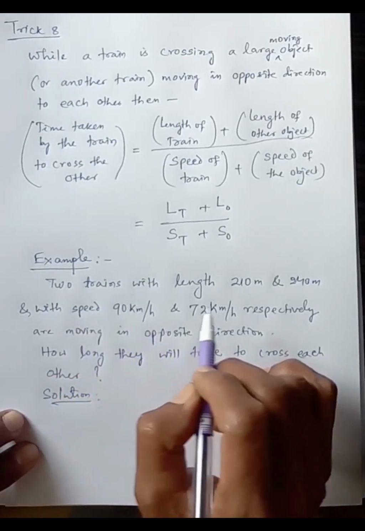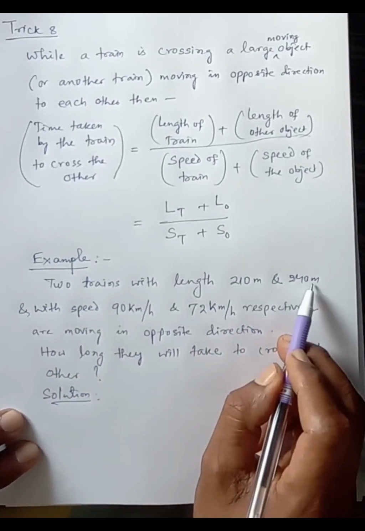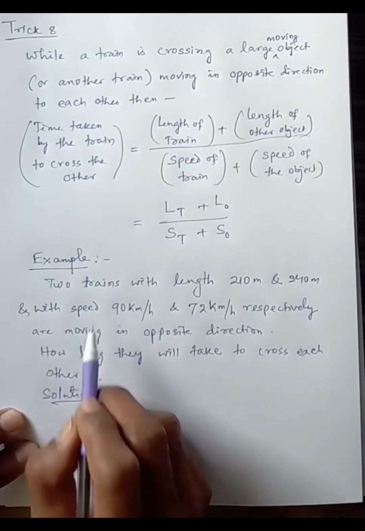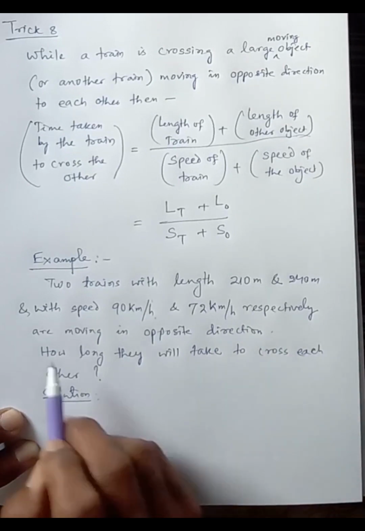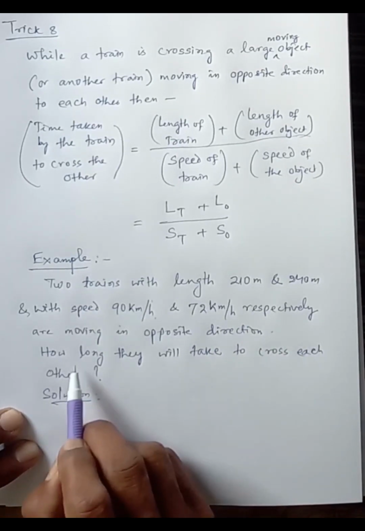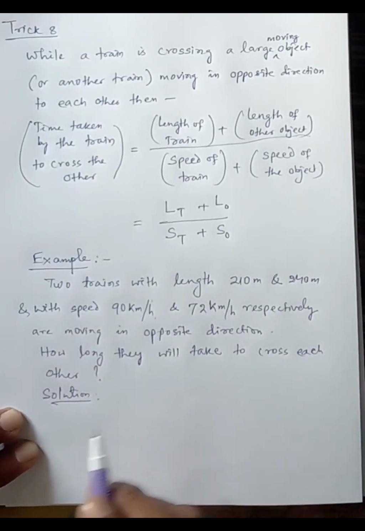Two trains with length 210 meter and 240 meter and with speed 90 km per hour and 72 km per hour respectively are moving in opposite direction. How long they will take to cross each other?